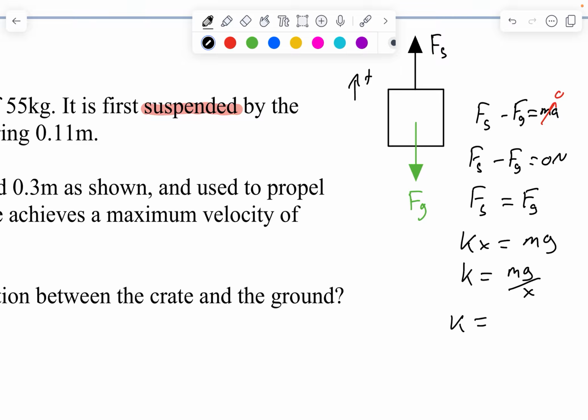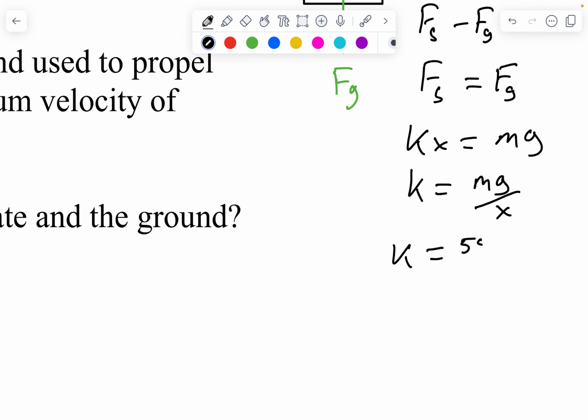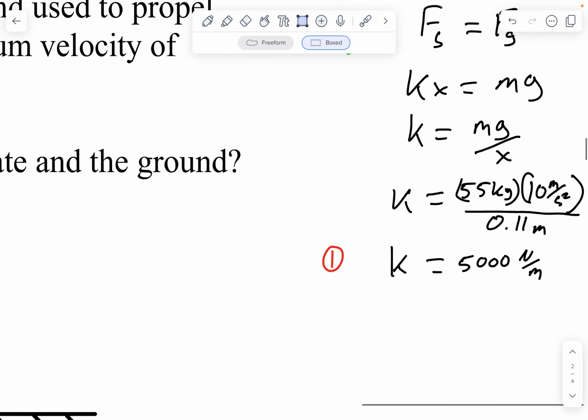The mass here is the mass we hang. We take this crate and hang it, all 55 kilograms, and when we do this, the spring is going to stretch 0.11 meters. So 55 kilograms, and either 9.8 or 10 for gravity. I'm going to use 10 for gravity for this problem simply because the numbers work out a little nicer. 55 times 10 divided by 0.1 comes out to 5,000. That's my spring constant, and this would be newtons per meter. So from number 1, I can get this K value.